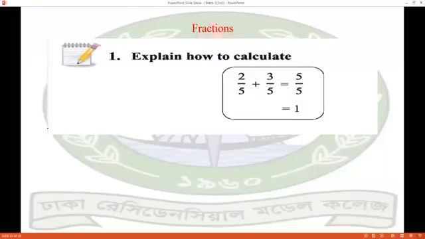Explain how to calculate by the simple addition process. Here you can find that here is 5 by 5. So you divide the numerator and denominator by 5 and you get 1. This is the final result.